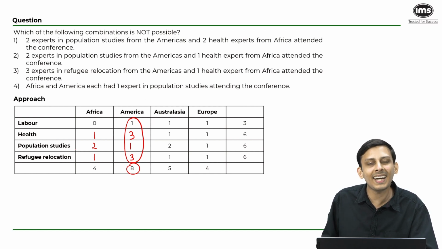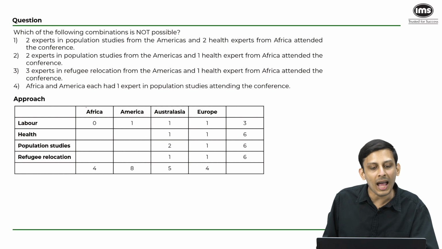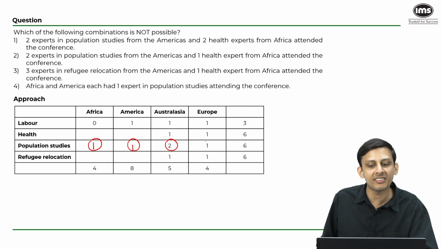So now we can directly mark the fourth option because we have eliminated the other 3 options. But still, let's take a look at it. The fourth option is that Africa and America each had 1 expert in population studies. Very clearly this is inconsistent, because for population studies we are only getting 1 plus 1 plus 2 plus 1, which is 5, but the total should be 6. Therefore, this is not possible, so option 4 is the correct option.